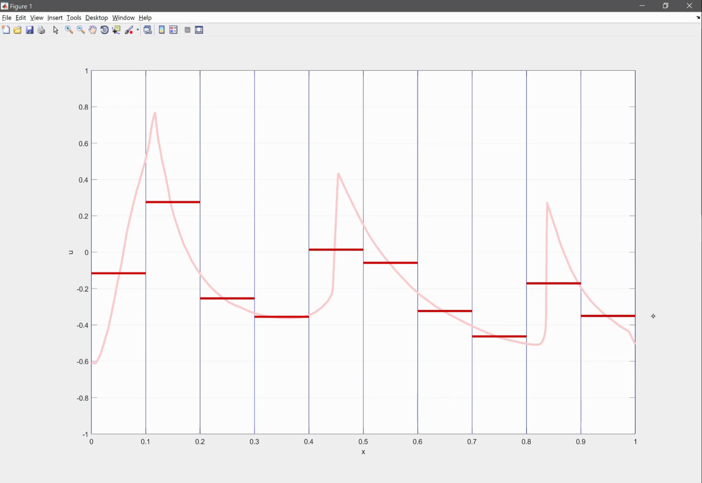Does anybody know what is the mathematical expression of an average of a function? The integral divided by the width. Yes, it's the integral of this function divided by the width. So that gives us what the finite volume stores, and it is useful if you solve an equation that is in the conservative form.